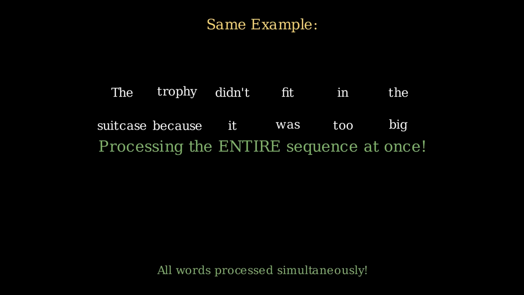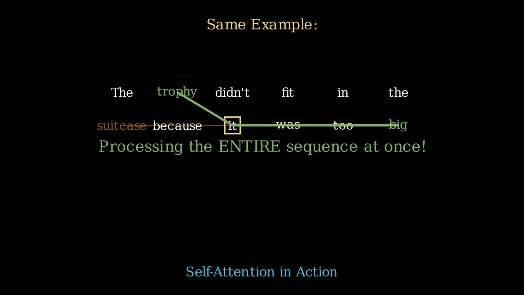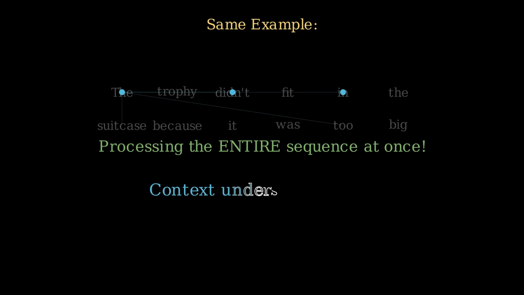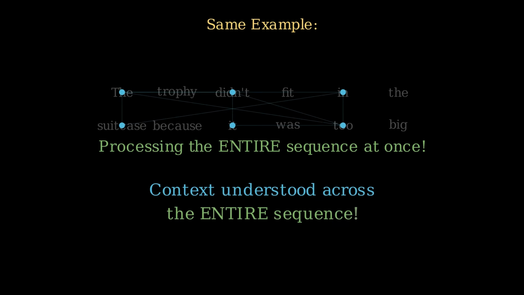Instead of processing words one at a time, the transformer looks at the entire sequence at once and figures out which words are most relevant to each other. This ability to understand context across an entire sequence is what makes transformers so powerful.